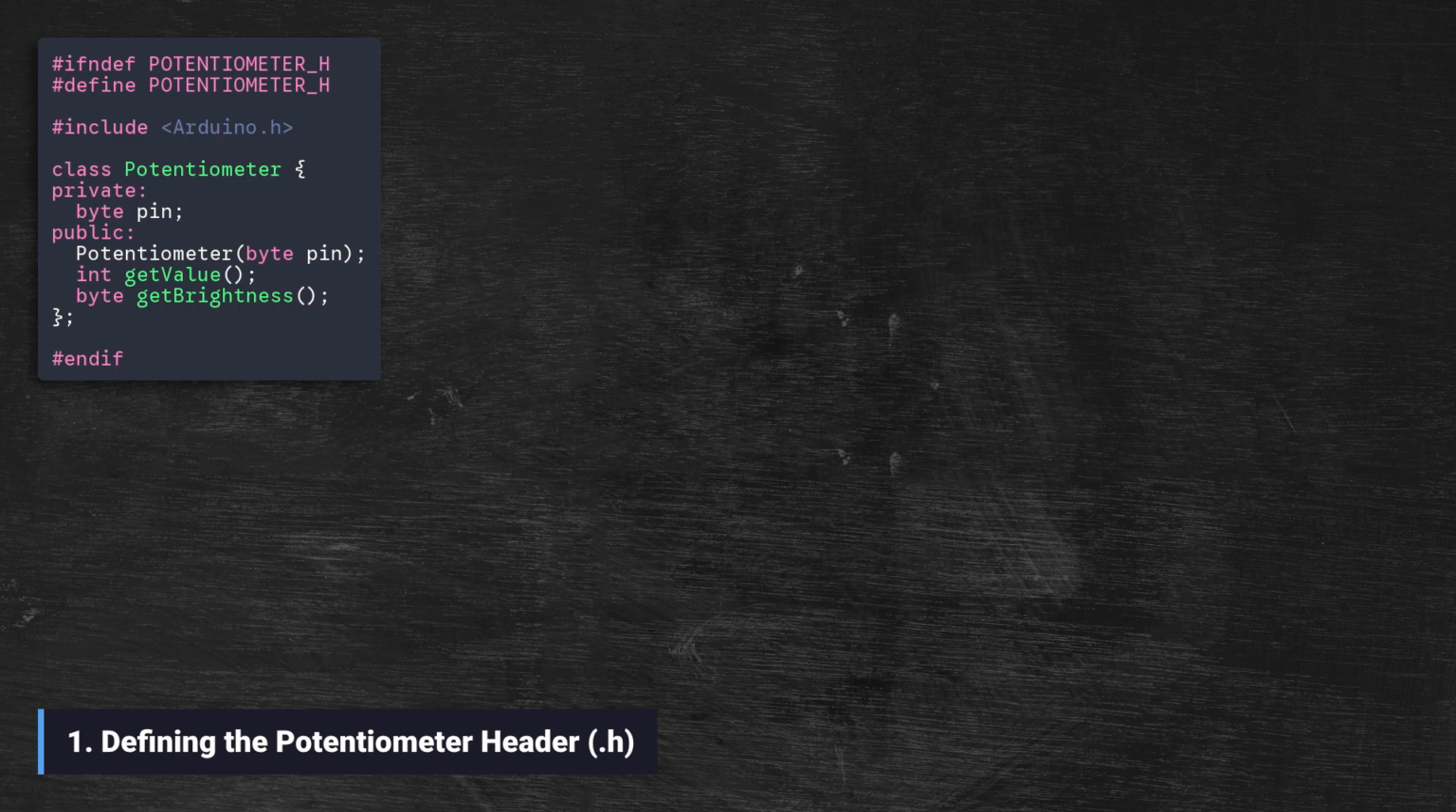The header is very straightforward. We store the analog pin as a private member. For the public interface, we have the constructor and 2 methods: getValue to get the raw 0 to 1023 data, and getBrightness, which will return a byte from 0 to 255.